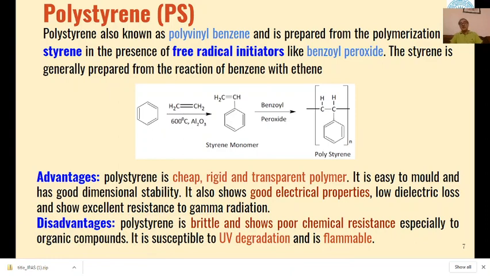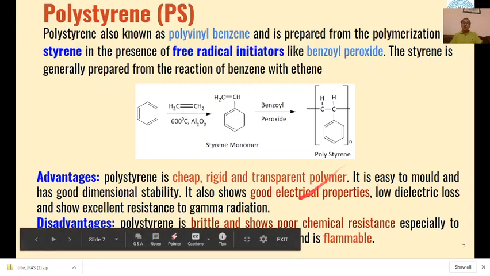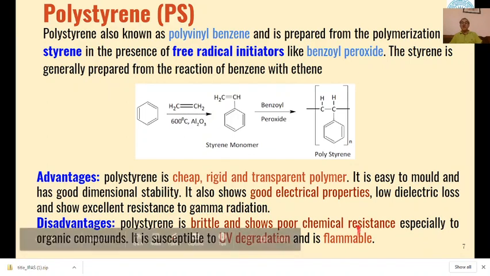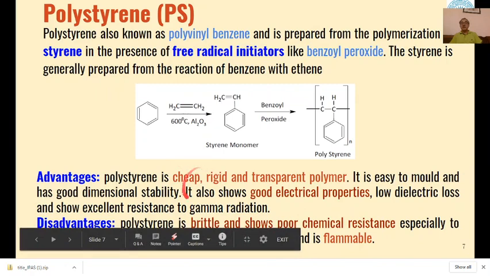But it has some disadvantages also. The disadvantage is that it is very brittle, and it is affected by organic solvents, so it shows poor chemical resistance to organic compounds. Then it is degraded by UV light also, and it is highly flammable. So these are a few of the disadvantages of polystyrene, but it is commonly used because it is a very cheap material.